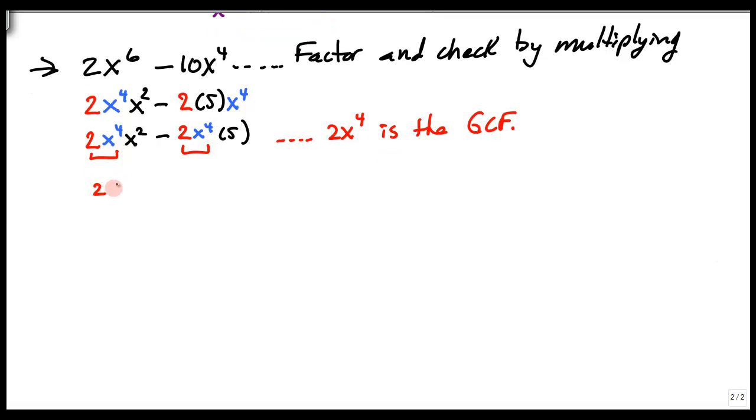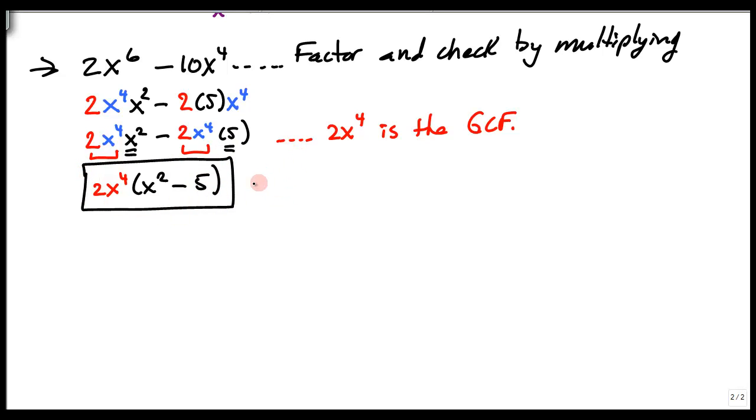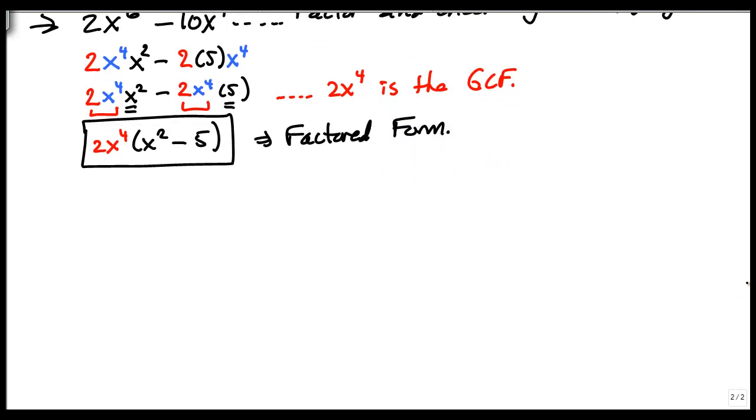So when I factor out that 2x to the 4th, you can see that my other remaining factor is x squared. My other remaining factor, the negative comes down, is 5. So I get 2x to the 4th times x squared minus 5. And this is my factored form. This will be the solution to this. When I'm asked to factor, this would be my answer. Now eventually we'll get to some problems where this needs further factoring. But for today we're just looking at GCF.